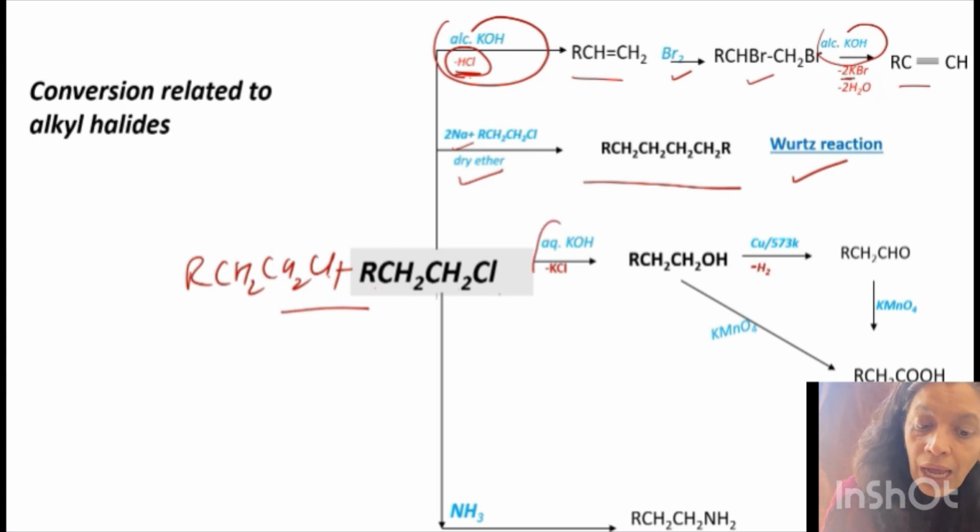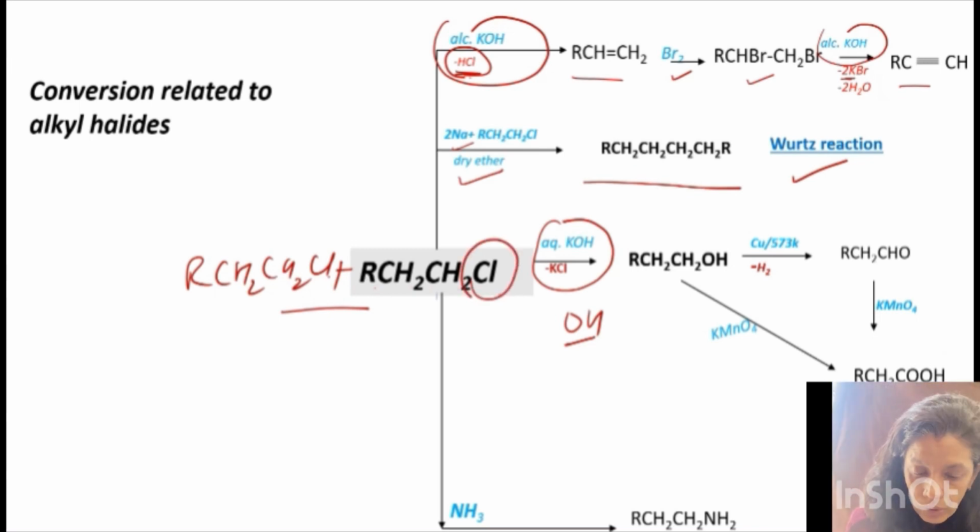When you are treating with aqueous KOH, the aqueous solution has a large amount of water in it, so the OH ion will get added to the hydrocarbon, and you are going to get the alcohol, right? Which on further oxidation will give you aldehyde, and aldehyde on further oxidation will give you carboxylic acid. If you are using a strong oxidizing agent like KMnO4, it will directly convert alcohol to carboxylic acid. And for the formation of amine, you can use ammonia.